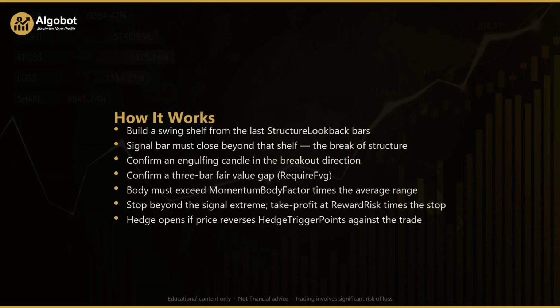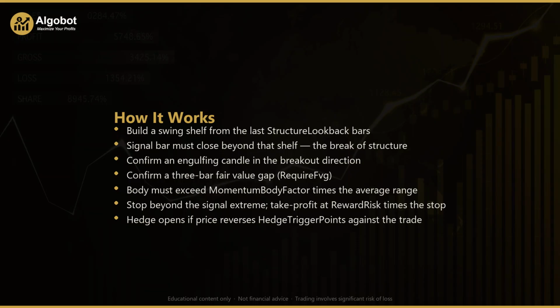Everything happens on a freshly closed bar, and 3 price action conditions must line up before anything trades. The first condition is the break of structure. The strategy looks back over a window of bars, set by the StructureLookback parameter, which defaults to 20. It finds the highest high and the lowest low in that window. Those two levels form the resistance shelf above and the support shelf below.